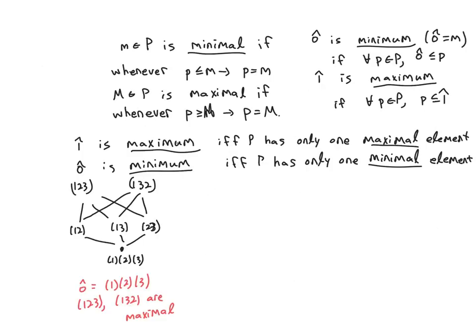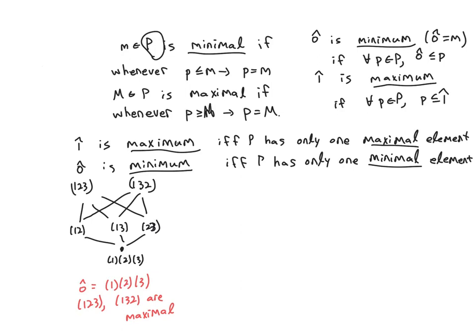So let's fix a favorite poset P. An element m in P is called minimal if whenever any other element is less than or equal to it, it's actually the element itself. In other words, there's nothing strictly less than m. Similarly, an element is called maximal if there's nothing strictly bigger than it. So for anything that's at least as big as it, it's itself. For instance, in this poset down here, these two elements are maximal because there's nothing above them, and this element is minimal because there's nothing below it.